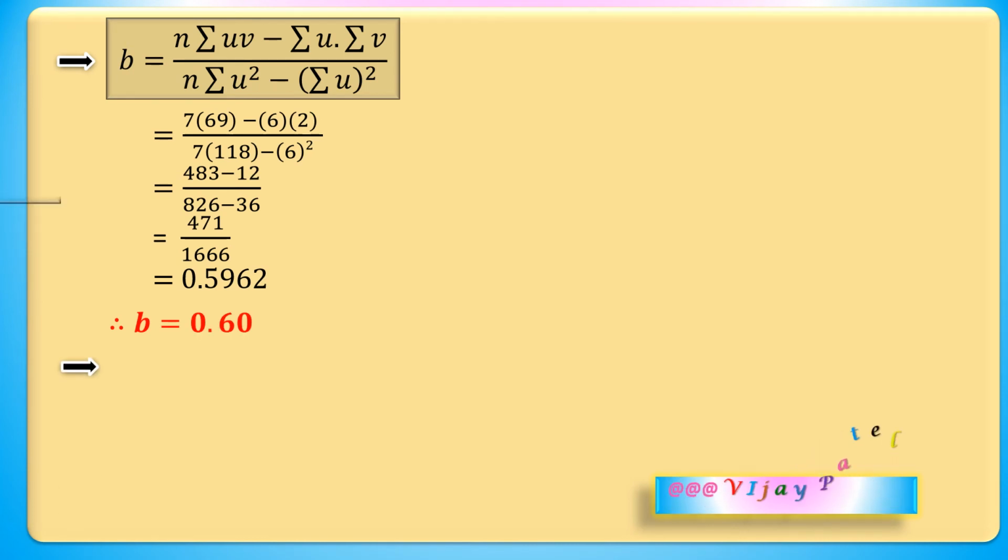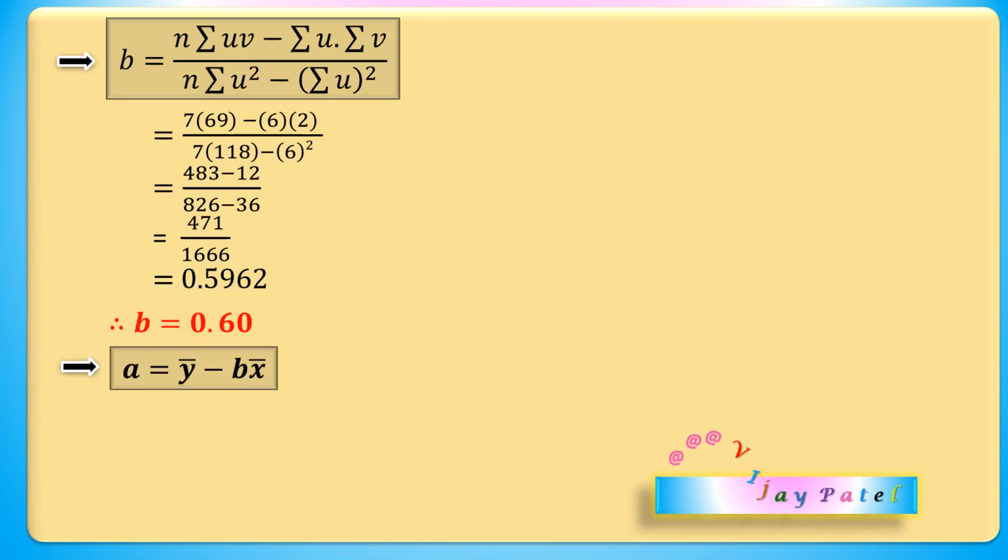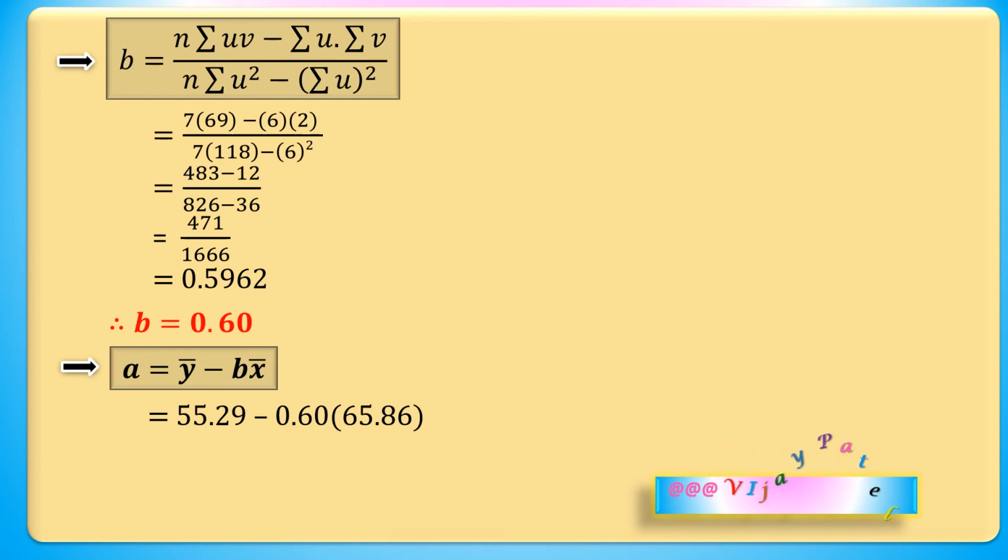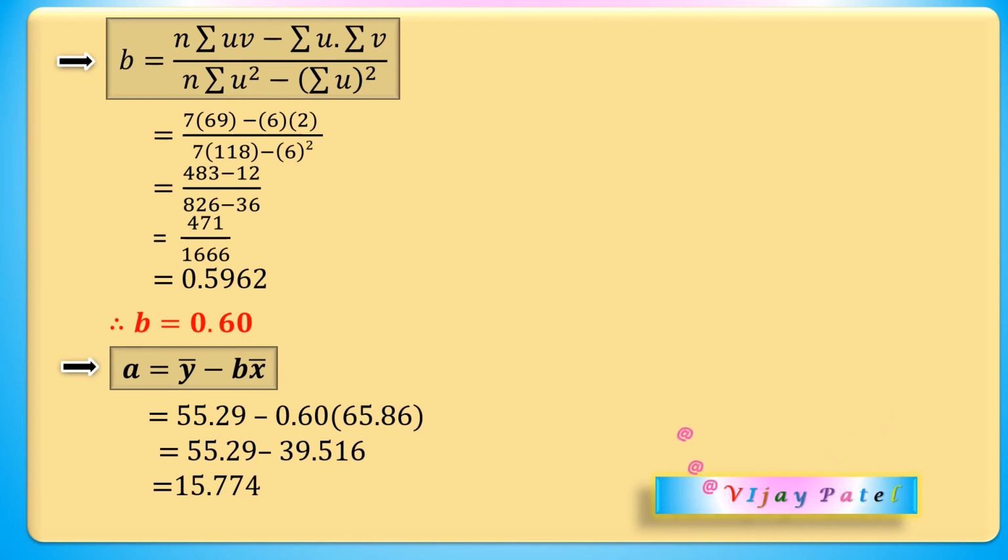Now we can find a by using this formula. a is equal to y bar minus b x bar, by putting all values of y bar, b and x bar in this formula. 55.29 minus 0.60 into 65.86. 55.29 minus 39.516. After simplifying, we get 15.774. Therefore, a is equal to 15.77.